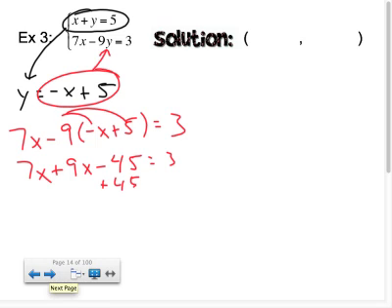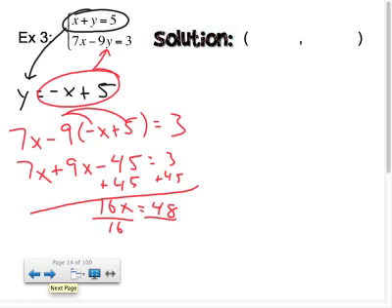Add your 45 to both sides. So you get 48. And then on the left-hand side, you get 7 and 9 makes 16x. Divide both sides by 16 says that x equals 3. So the x coordinate's 3.